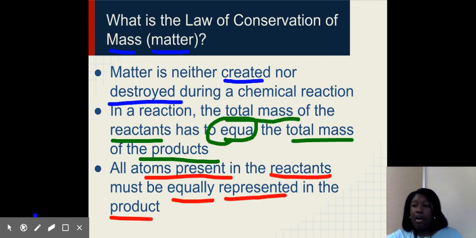All atoms that are present in the reactants must be equally represented in the product. So the last thing you have to think about, especially since we're going to be balancing equations, is that all of the atoms present in the reactants have to be equally represented in the product. It doesn't have to be the same arrangement. If I have oxygen at the beginning attached to a hydrogen, in my product it could be attached to a carbon. That's okay. All of my oxygens are present and they're still equal. This is what we're going to be doing when we get into balancing equations.